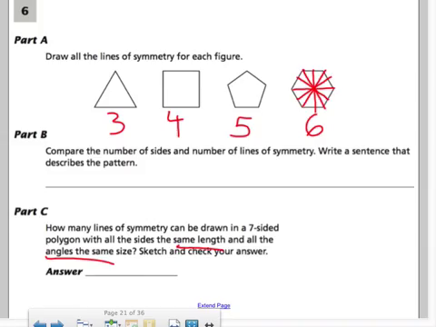The only problem is you can't just write 7. Almost out of time, let me just finish. Only problem is you can't just say 7. You're right. 7 equal sides should mean 7 equal angles, and that should mean 7 lines of symmetry. But they're asking you to sketch, that means draw, and check your answer. So you can't just write the word 7. You have to draw that 7-sided shape and try to find all the lines of symmetry yourself. Yes? So like giving evidence. You have to show evidence that you're right.